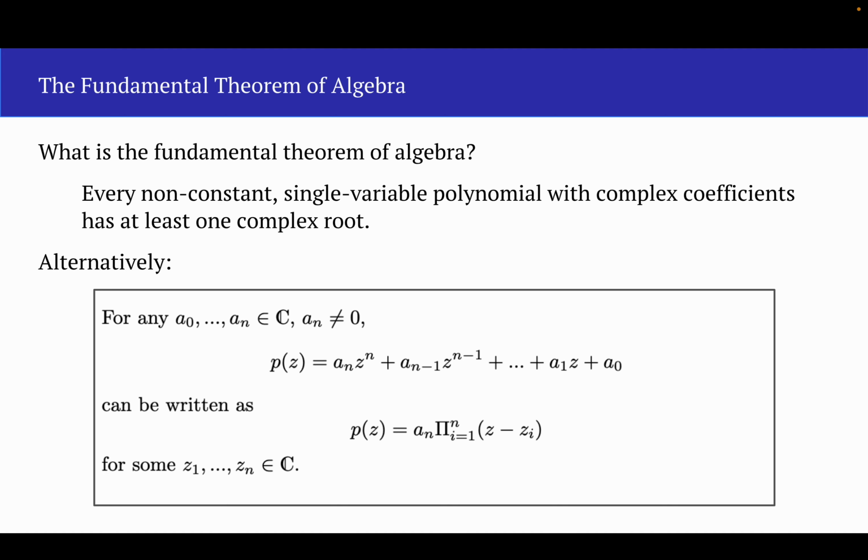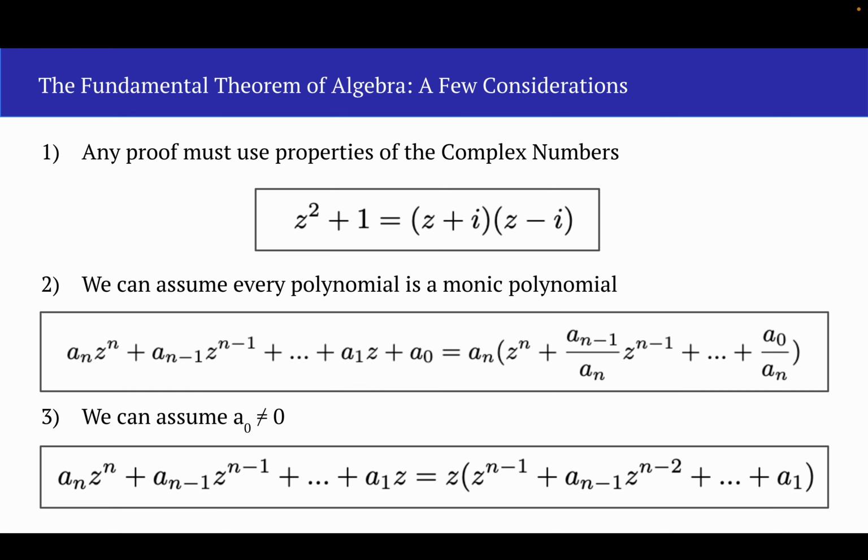I want to point out a few things before we get too deep into the proof. The first is that this statement is not true for other fields, such as the rational field or the real field. Indeed, you can see just by the simple example z squared plus 1 that polynomials defined over these fields don't necessarily factor. And so any proof we come up with must use properties of the complex field fundamentally.